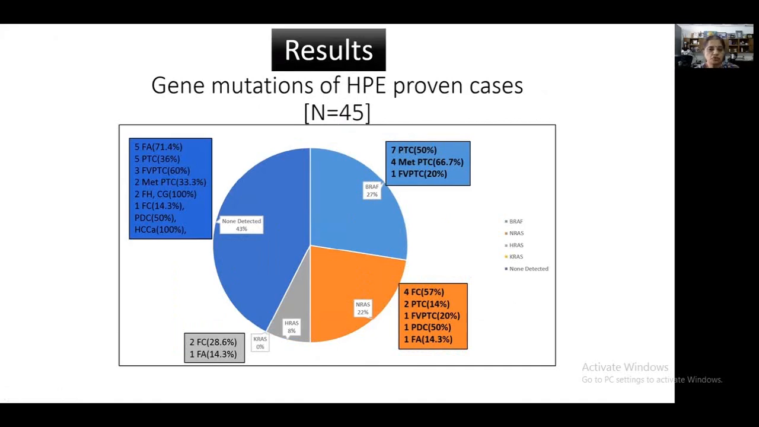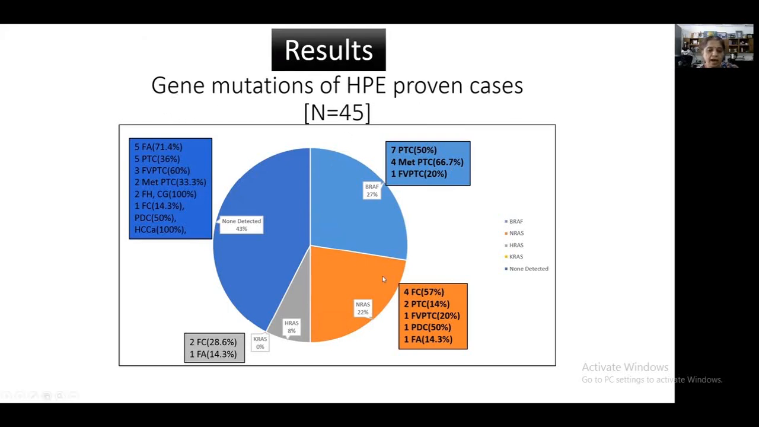So this is just to show you the pie chart of the gene mutations of the histopathology proven cases. Out of the BRAF positive, the majority are PTCs. Out of the 12 cases, 11 were PTCs and 1 was an FVPTC. So this is the 45 histopathology proven cases.